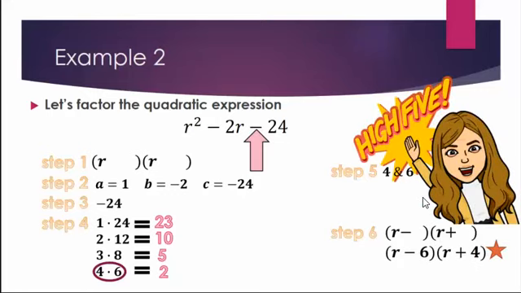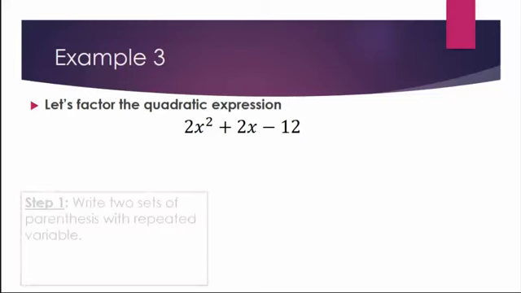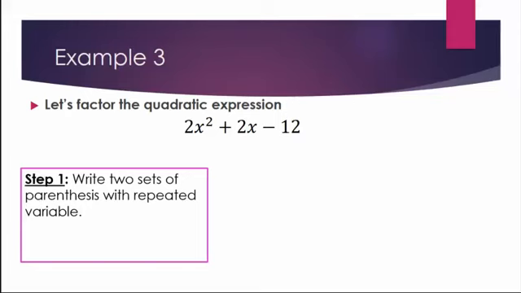Okay, let's move on. Now let's go ahead and factor a quadratic expression that has a number in front of x squared. Because if you notice, the other 2 examples didn't have a number in front of x squared. These last 2 examples will have a number in front of x squared. Okay, so let's go ahead and jump in. Step 1, same thing. We repeat 2 sets of parentheses with repeated variable. However, because this one has a number in front, I'm also going to include it in my parentheses. So I would put 2x and 2x.